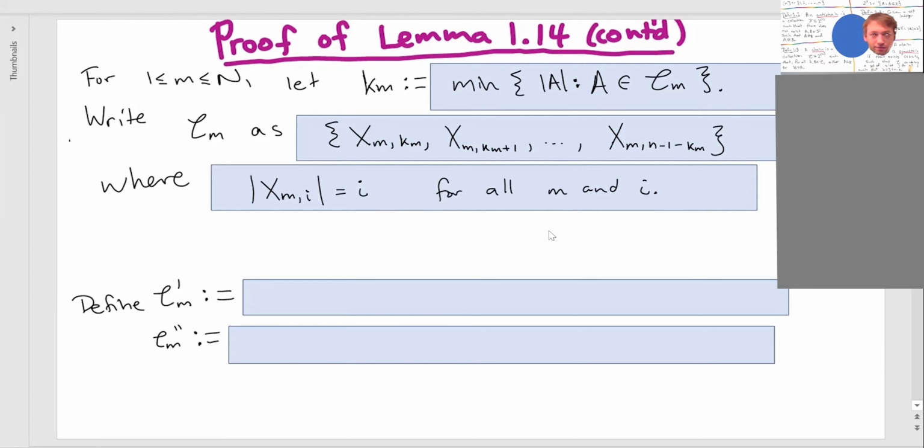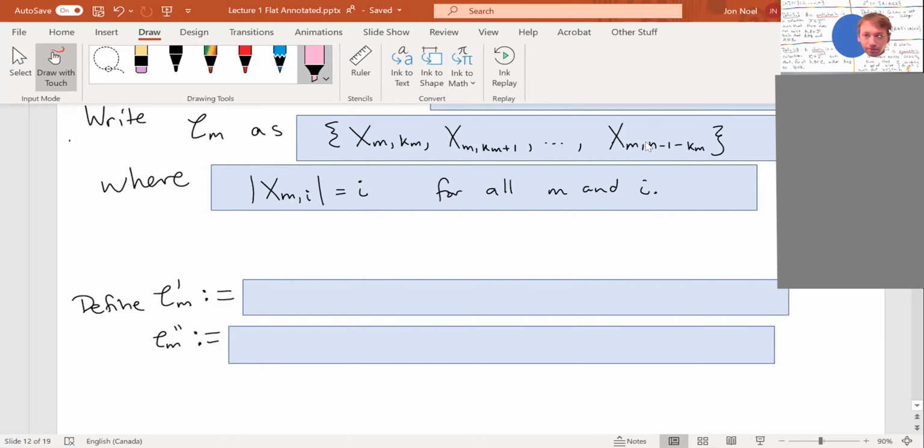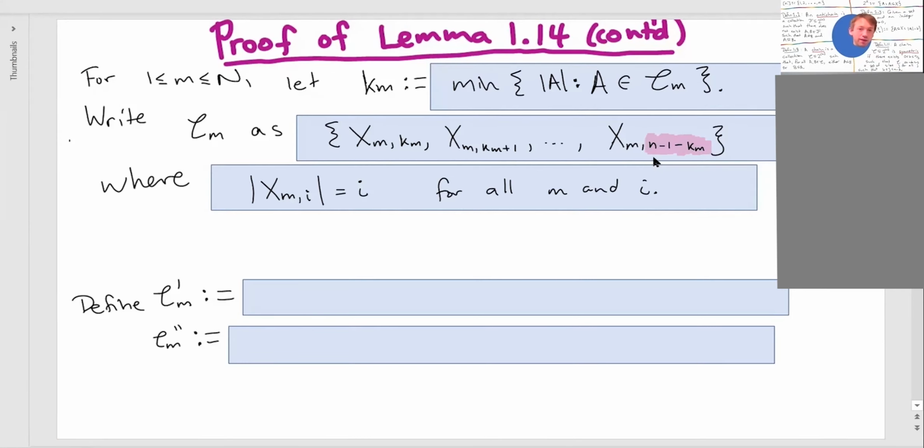And remember, we're dealing with the power set of 1 up to n minus 1. So the biggest set in C_m will have size n minus 1 minus k_m, rather than n minus k, right? Because we're in a smaller dimension. Okay. So now, for each m, I'm going to define C_m prime. I'm first going to write all of C_m, up to n minus 1 minus k_m. And then I'm going to add on the set x_m, n minus 1 minus k_m, union the element n.